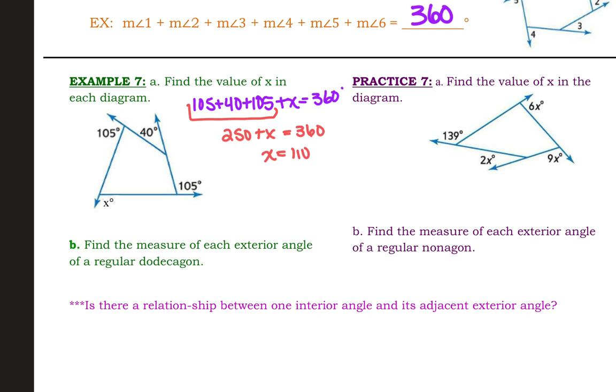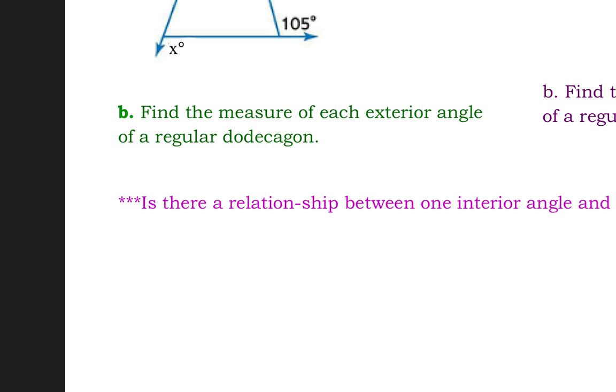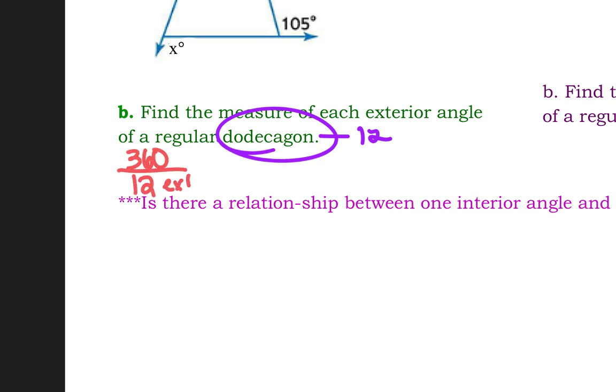All right, let's look at B though. B says, find the measure of each exterior angle of a regular dodecagon. A dodecagon has how many sides? 12, good. And exterior angles have to add up to 360, good. Think about this: if we had 3 sides on a triangle and 3 angles inside, how many angles do we have outside? 3. It's always going to be the same number. So if you have 12 angles inside, how many on the outside? 12, good. So what's 360 divided by 12 exterior angles? I'm just writing that out so you know why we have the 12 there.